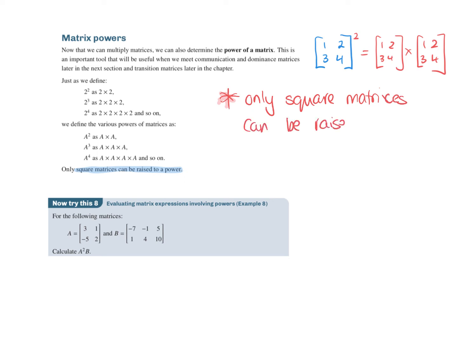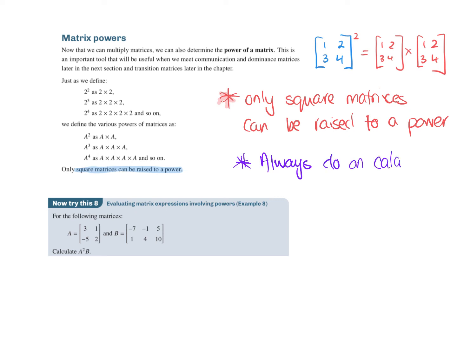So what do I mean by a square matrix? 2 by 2. Yeah, 2 by 2 or 3 by 3. So the same amount of rows and columns. And then the other thing is you need to write, we always do them on our calculator.